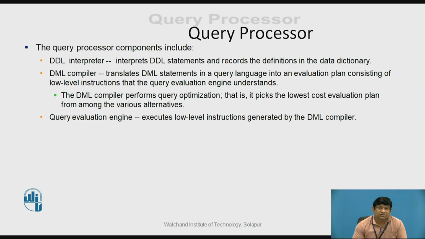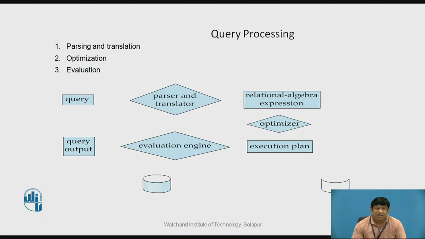Query processor. The query processor component includes, again it is a main part, a DDL interpreter which interprets the DDL statement and records the definition in the data dictionary. DML compiler translates DML statements in the query language into an equivalent plan consisting of low-level instructions that the query evaluation engine understands. The DML compiler performs query optimization, that is, picks the lowest cost evaluation plan from among the various alternatives. A query evaluation engine executes low-level instructions generated by the DML compiler.